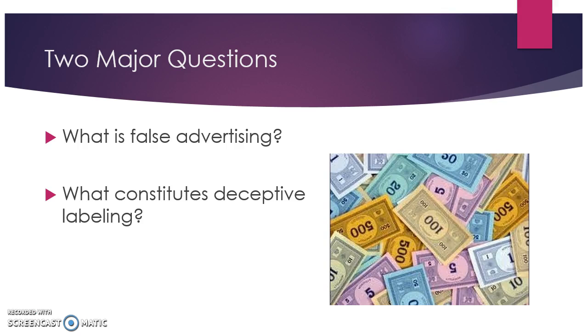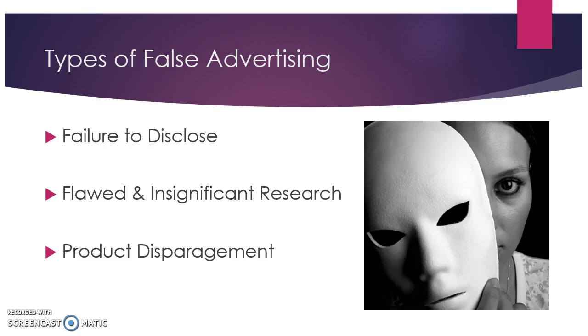And to elaborate a little bit more about false advertising, we'll talk about the three major types: failure to disclose, flawed and insignificant research, and product disparagement. Failure to disclose is defined under the Lanham Act as representation through advertising that is untrue as a result of the failure to disclose a material fact, meaning that if a company knowingly lies about their product in any way trying to mislead consumers about their product or service, they are failing to disclose something these potential consumers should know.